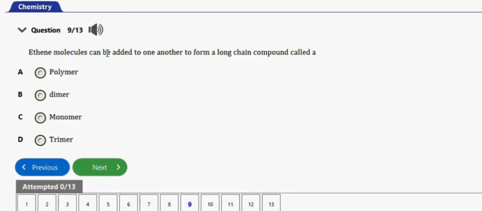It says 18 molecules can be added to one another to form a long chain compound called a polymer. Yeah, option A is the right answer. The next question will be this one.